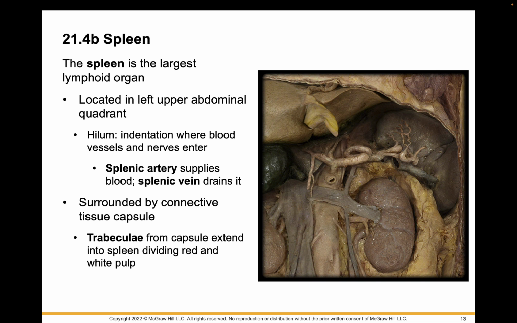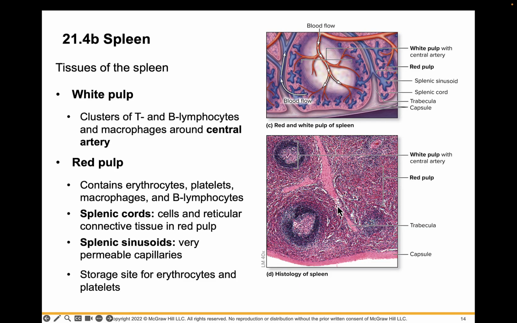And if we take a look at the inside, we're going to notice that once again, we see these trabecula that are coming from the capsule, and they are going to be extending into the spleen. And what these trabecula are dividing the spleen into are going to be areas of what we refer to as red and white pulp. Now, when we talk about the tissue, the white pulp is going to be clusters of T cells and B cells and macrophages, and they're going to be around what we refer to as a central artery. And we can see that here, okay, the central artery and the lymphoid tissue around that.